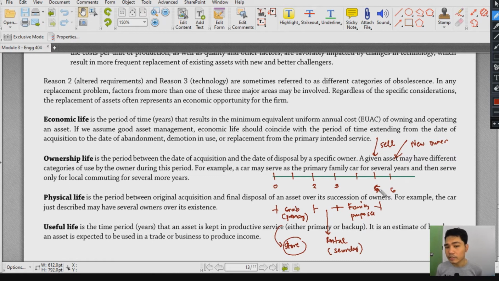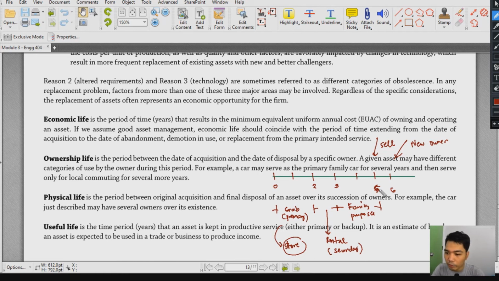So, as long as this certain asset is still used or still owned by someone, you just have to add that for the physical life. As long as it's usable for another person, and it's not yet salvage, you can consider that as an addition to the physical life. So in short, we could assess this as: your economic life is less than the useful life, which is less than the ownership life, which is less than the physical life, most probably less than or equal. So that's the idea we have for all these lives that are mentioned.